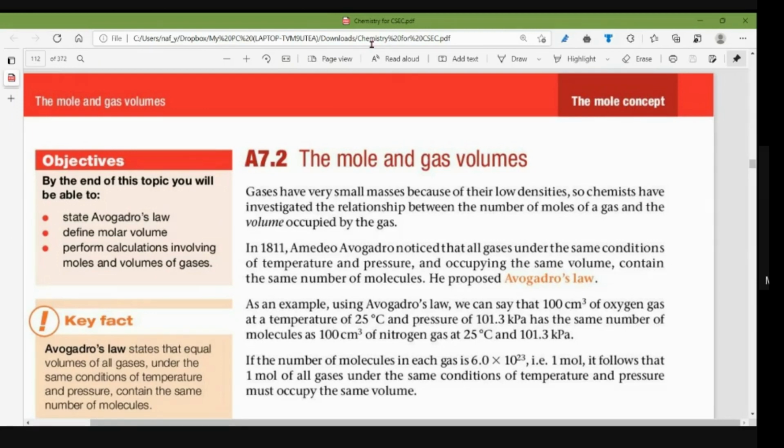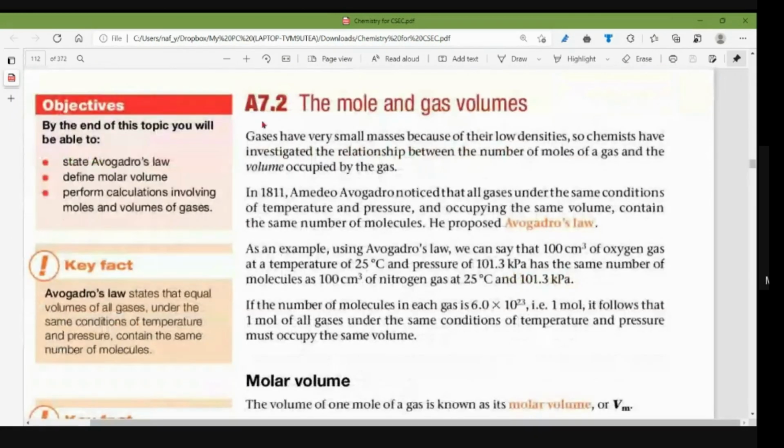Gases have very small masses, and we know that from way back when we were looking at atomic structure and the characteristics of solids, liquids, and gases. So they have very low densities. And so the chemists found a relationship between the number of moles of a gas and the volume that the gas occupied.